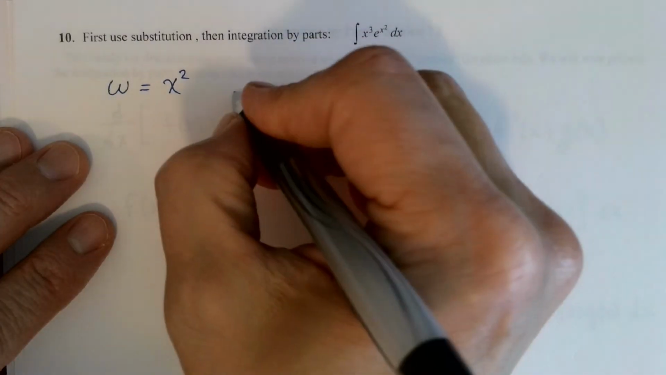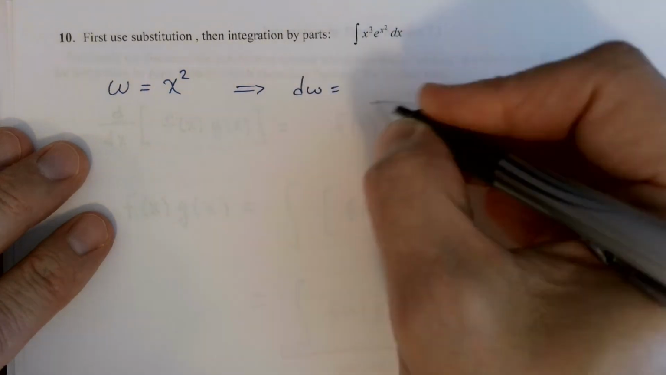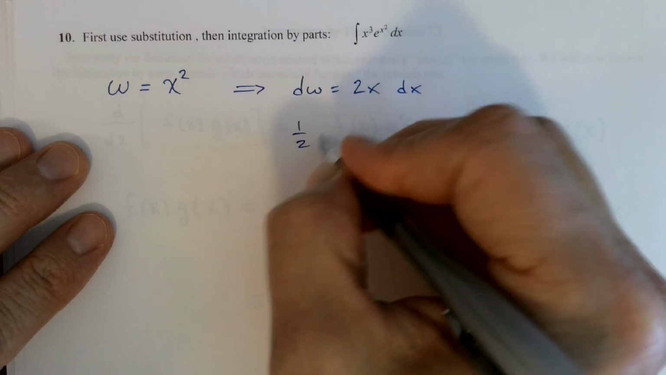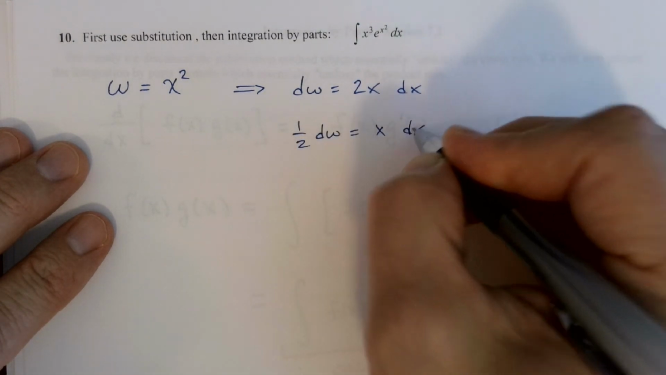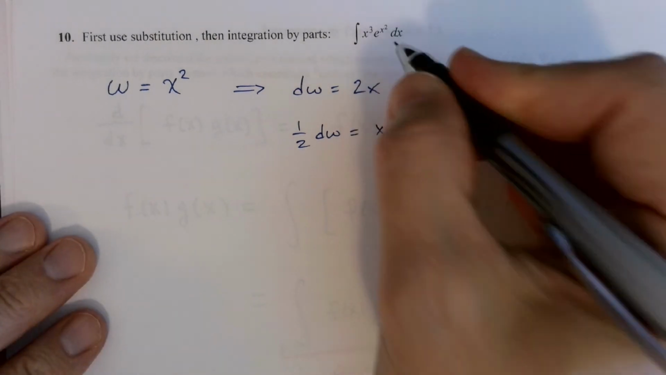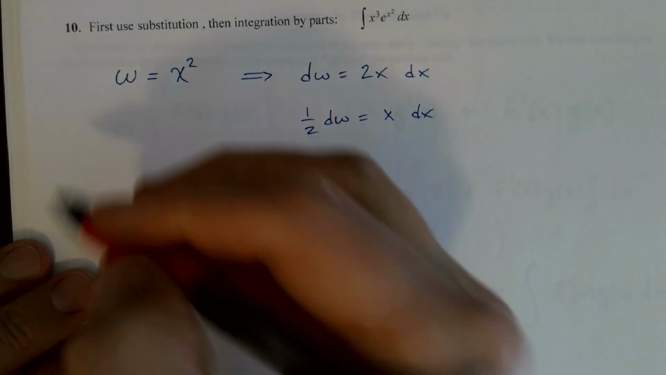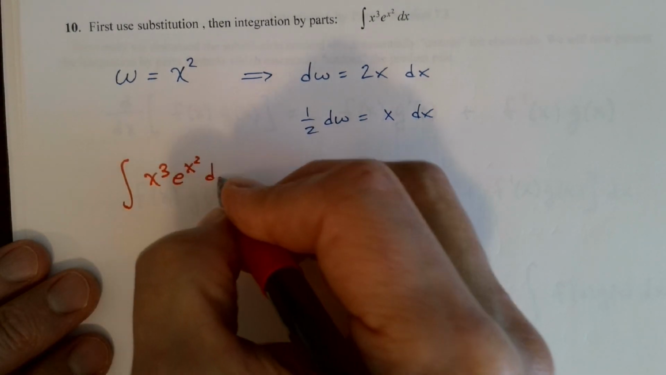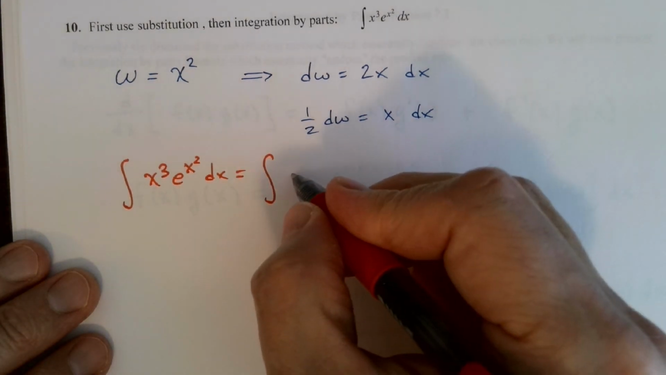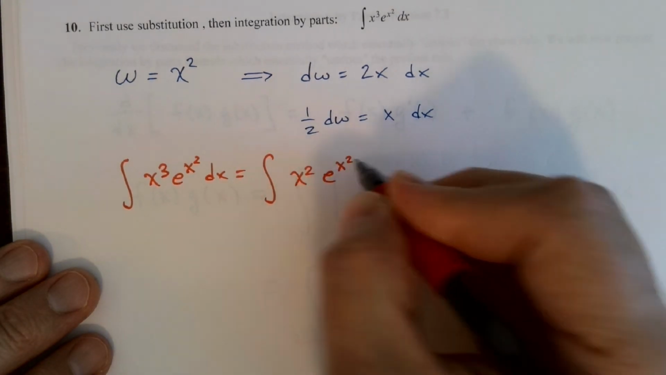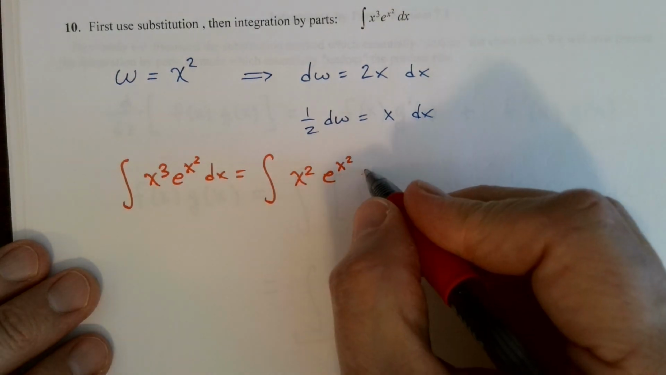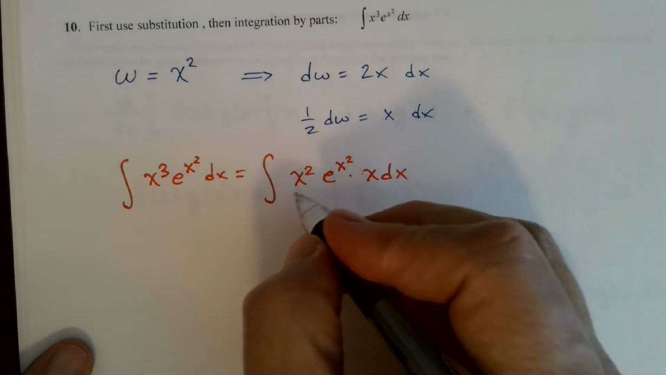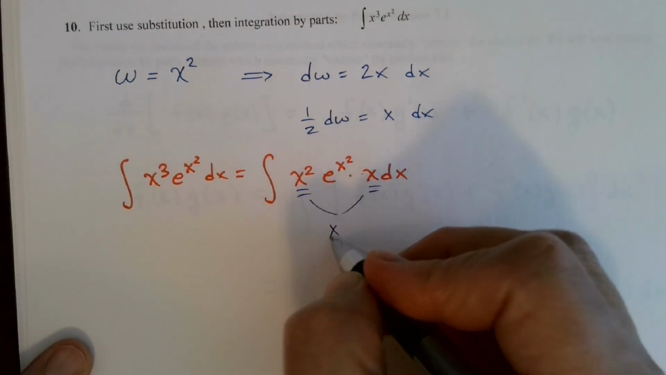which is inside the e to the u function, right? Now dw is going to be 2x dx, or 1/2 dw equals x dx. But the problem is I've got an x cubed dx. Well, that's okay. Let me just write it out this way as x squared e to the x squared, and I've got an x cubed here. What happened to my other x? I'm going to pull it in here with the x dx. So this x cubed, this part here, that is indeed the x cubed.